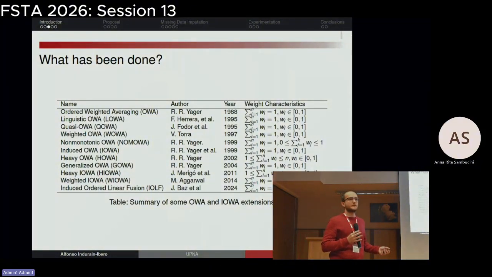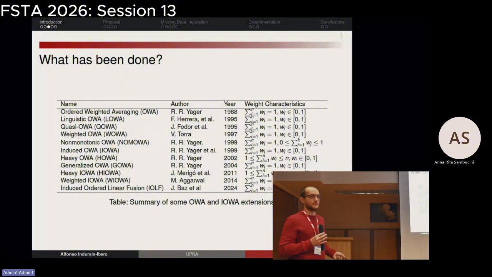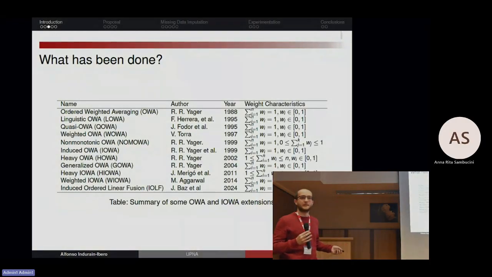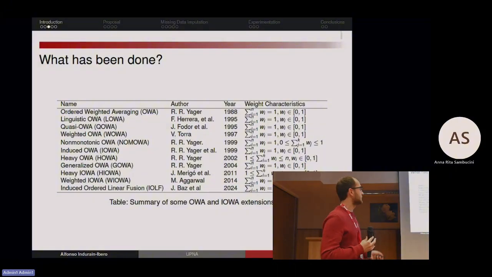We realized that there were two main areas where a little bit of work remains to be done. The first one is related to the weight constraints. As you can see, most of the contributions keep the weights constrained to add up to 1. And there have been some works, like the non-monotonic OWA by Yager, that try to change these conditions and allow them to be greater than 1. So the question left is, why can they not be lower than 1? That is one question that remains to be answered.